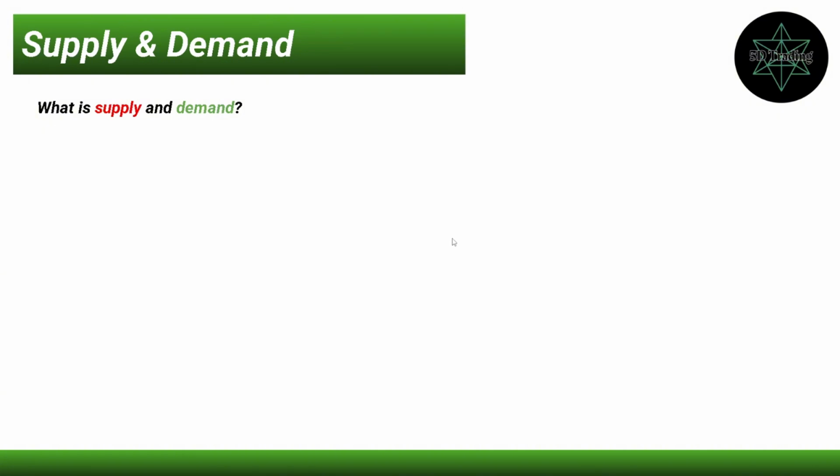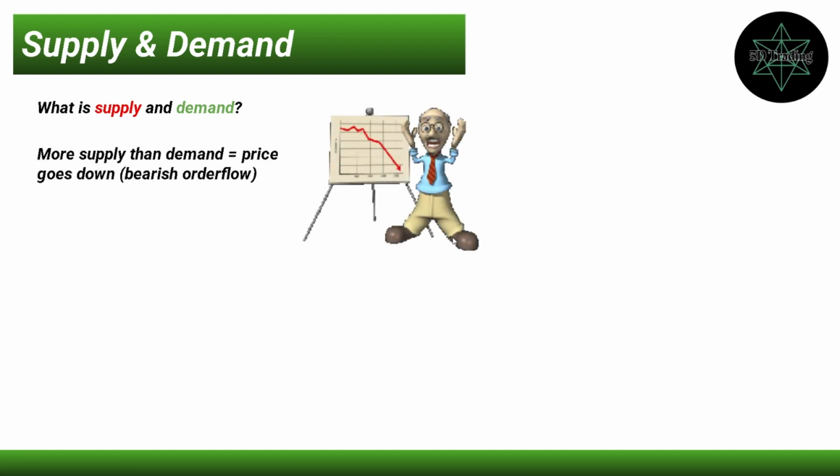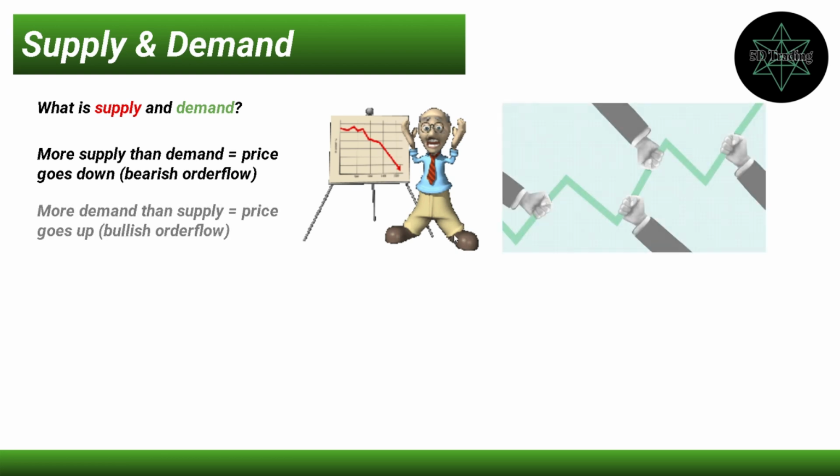Just keeping it simple, supply and demand runs the market, as it does with all business. When there is more supply than demand in a market, the price comes down. And when there is more demand than supply, the price goes up. It's literally that simple. When supply is in control, the order flow and structure will be bearish. When demand is in control, the order flow and structure will be bullish.